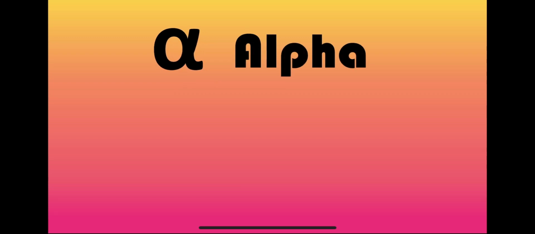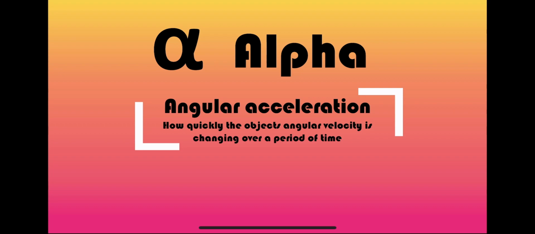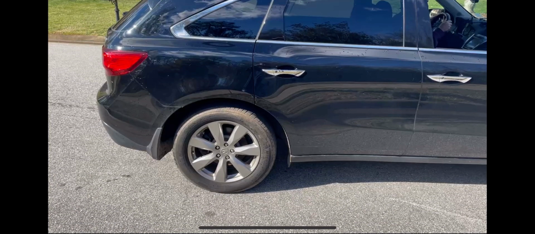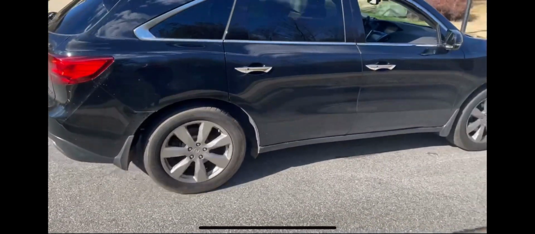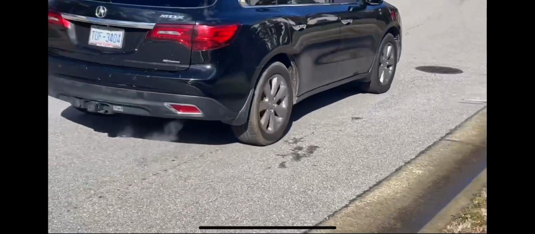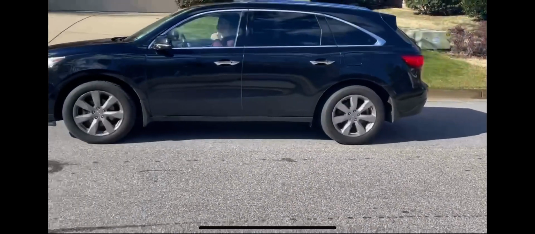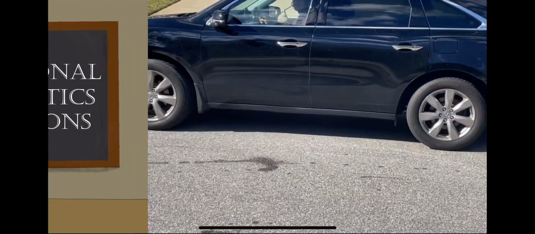The last fancy variable in these rotational UAM equations is this fancy looking a, or the Greek letter alpha. It stands for the angular acceleration, which simply put is how much the angular speed is changing over a certain period of time. For example, when you step on the gas, the wheels are going to turn faster, and thus their angular acceleration is increasing. The opposite is true when you hit the brakes. When you hit the brakes, the wheels rotate slower, and thus the acceleration is working in the negative direction.